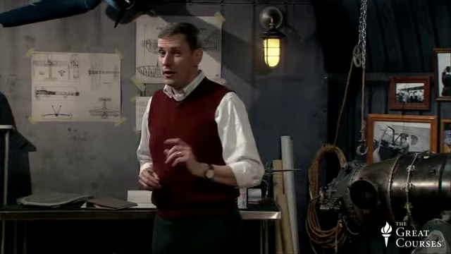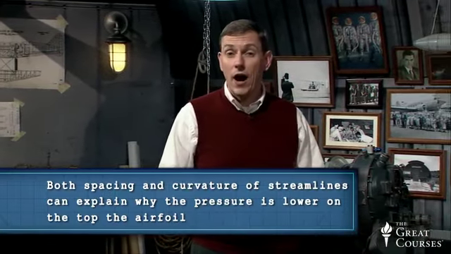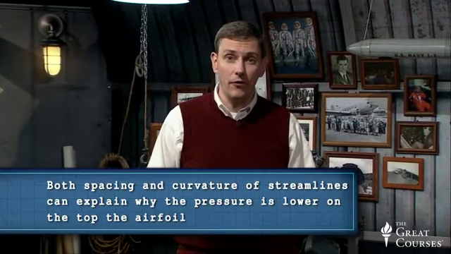Aha! Now we're beginning to see how increased curvature of the airfoil can reduce the pressure on the upper surface, which then increases how much lift the wing produces. In order to fly, we want an airfoil geometry that will produce significant curvature of the streamlines. So, both spacing and curvature of streamlines can explain why the pressure is lower on the top of the airfoil. And since lower pressure acting over the area of the wing is what produces lift, we now have an explanation for lift. However, we must be careful.